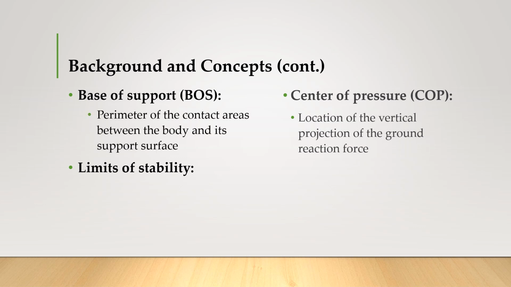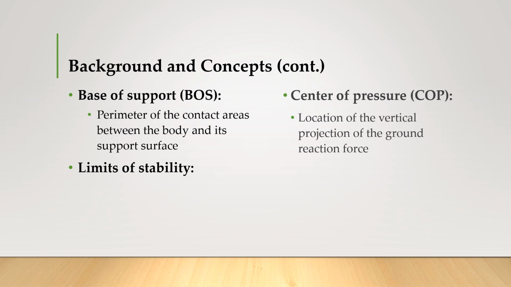We also talk about the base of support. This is another big component of this chapter. And what is the base of support? It's the perimeter of the contact areas between the body and its support surface. So when we are starting out with balance for somebody who has really impaired balance or a loss of balance, we're going to typically start them off with a wide base of support, making sure that they are able to maintain that postural control that we talked about using a wide base of support.